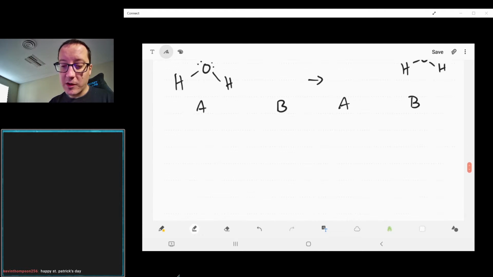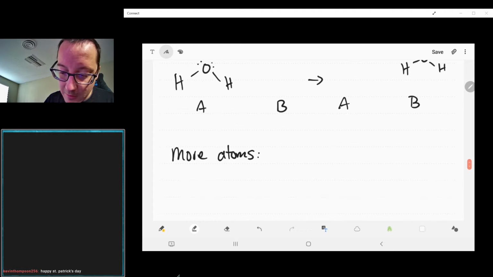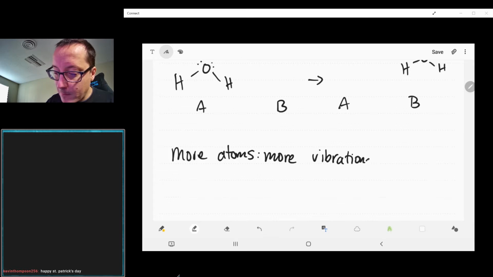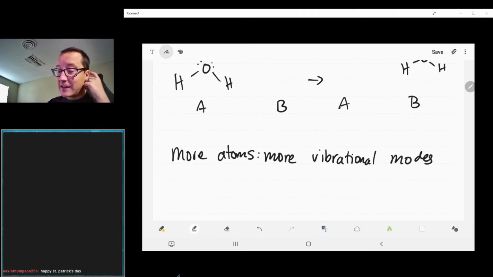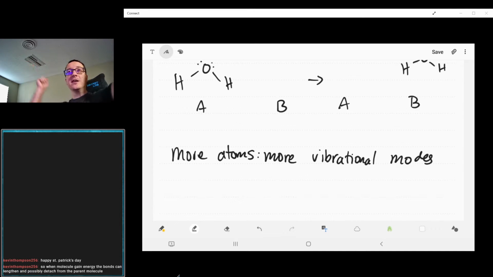And we see it gets more complicated. If we have more atoms, that's more modes as well, more vibrational modes. So, it's kind of easy for us to just look at a 3-atom system here. But if you have 10 atoms, all of those can be doing all their fun little things. Potentially. So when they gain energy, it depends.